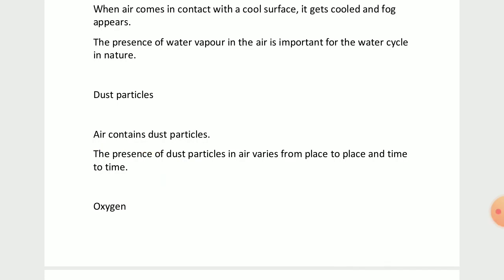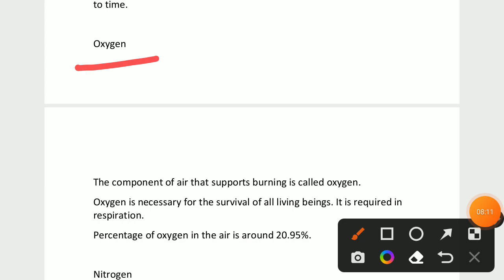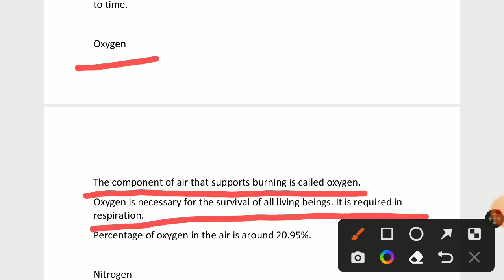Now let's see the gases. First we'll see about oxygen. The component of air that supports burning is called oxygen. Oxygen is necessary for the survival of all living beings. It is required in respiration. The percentage of oxygen in the air is around 20.95 percent.